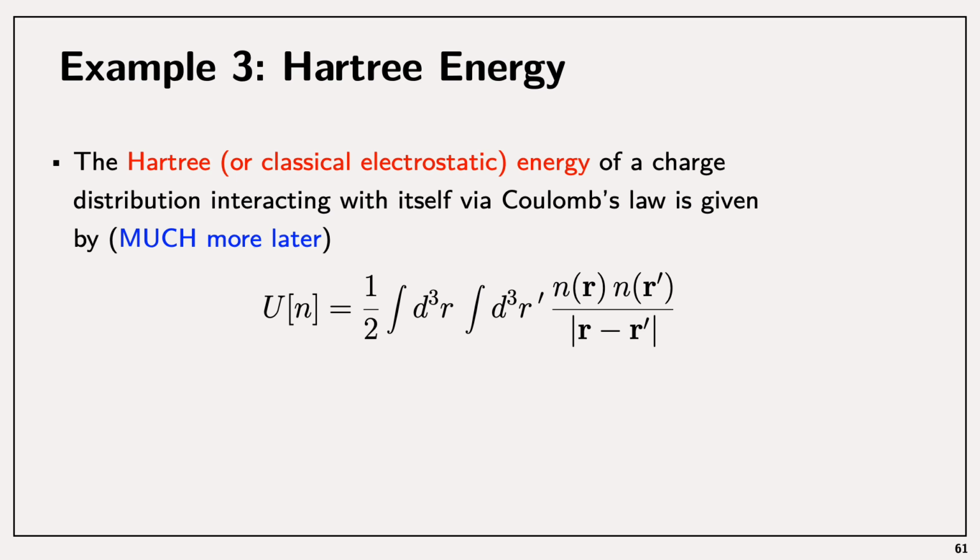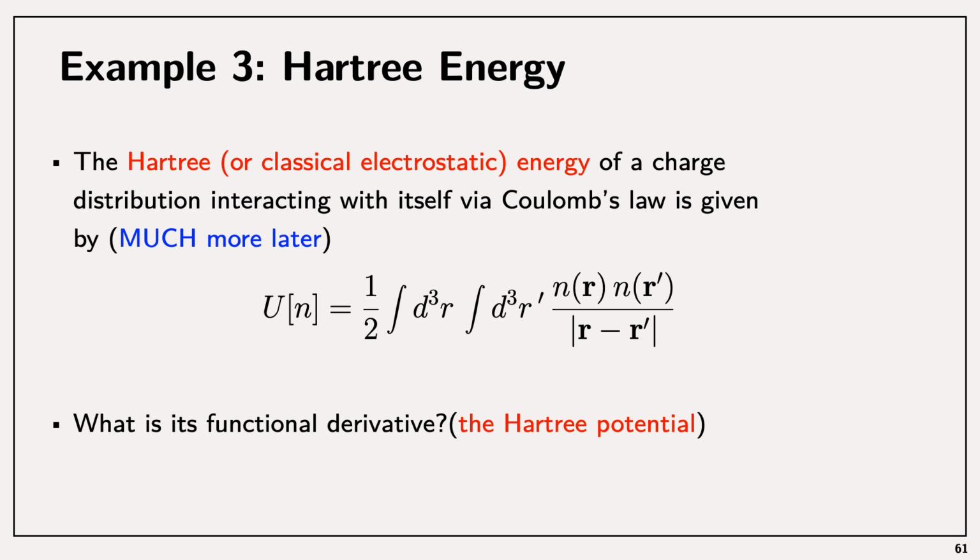But the point is that the energy is given by this function, and the 1/2 is, of course, to avoid double counting, because if a charge at point r interacts with a charge at point r prime, the charge at r prime interacts with r, but we can't count that twice, right? So this function is a little bit more complicated, and it's a nonlocal functional, right? It's n of r and n of r prime. So we can calculate this functional derivative.